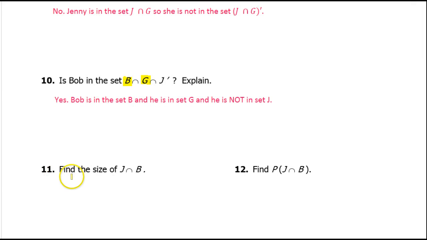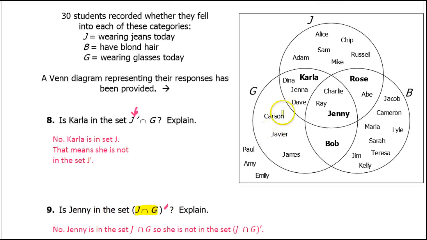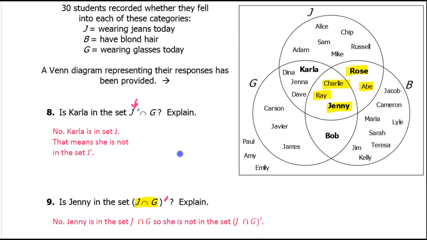For number 11, we are supposed to find the size of the set J and B. That's the overlap of sets J and B. All right, so here's set J and here's set B. So the overlap is right here. All right, these are the people that are in set J and set B. And I see that there are 5 students in that set. So that's the size of J and B.